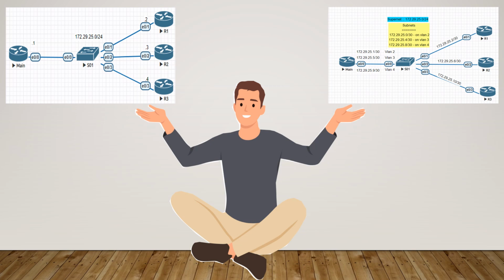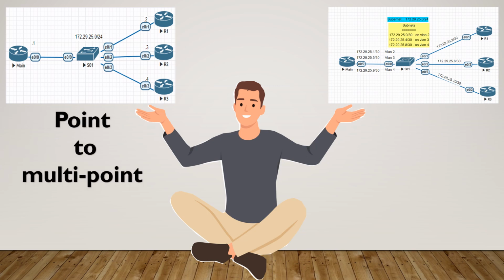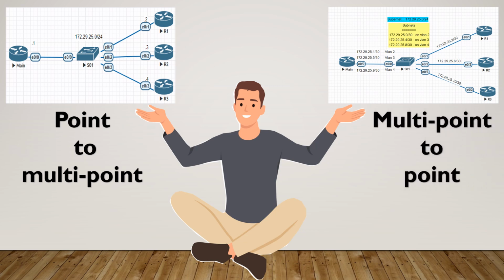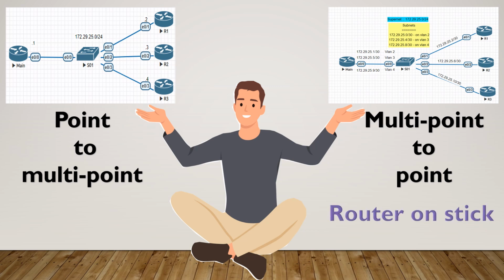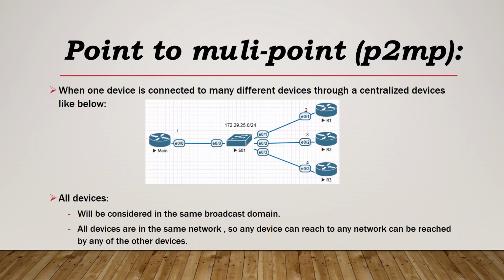Can you differentiate between these two network setups, the one on the left and the one on the right? The one on the left is the point to multi-point network setup, but the one on the right is a multi-point to point network connection, which is known as router on a stick network setup. We will discuss this type later on in this video. Now we will discuss the point to multi-point network connection type.